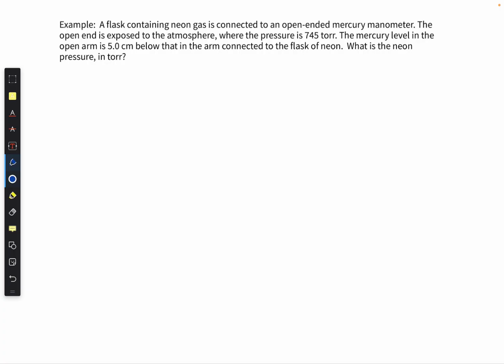So for these, I highly recommend making a drawing. And so these manometers are what we call J or U tubes. Sort of look like this. And this one up here is open to the atmosphere. And this side is connected to a container that has neon in it.